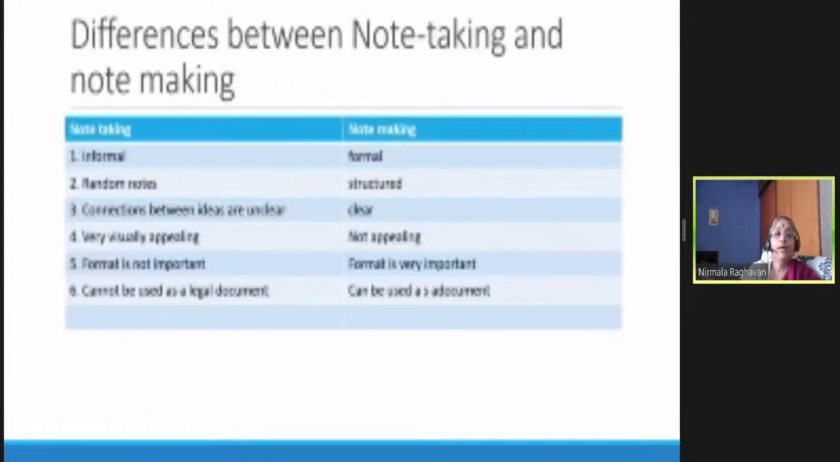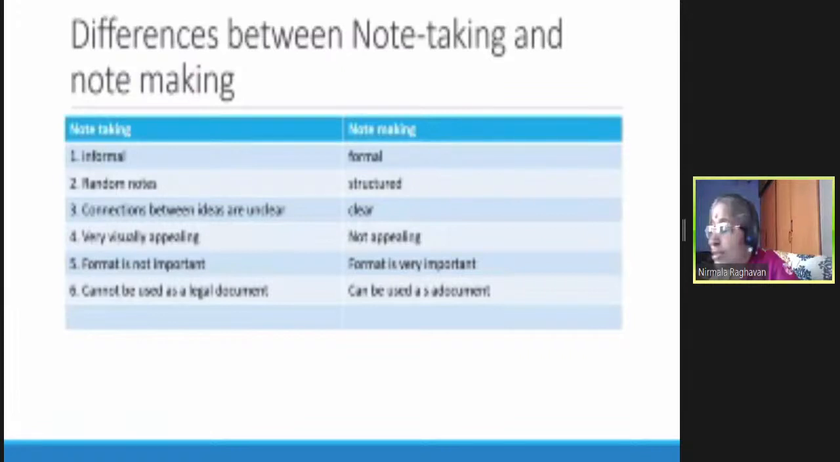So then it is note taking. Note taking is an informal one. It's random notes. It doesn't have a clear structure. It is visually appealing because you can use all colors and all kinds of fonts. The connections are always unclear because they are not structured. The format is not important in note taking, and it cannot be shared or used as a legal document. Now, note making is just the opposite. It is very formal, it is structured, it is clear, it is not appealing.